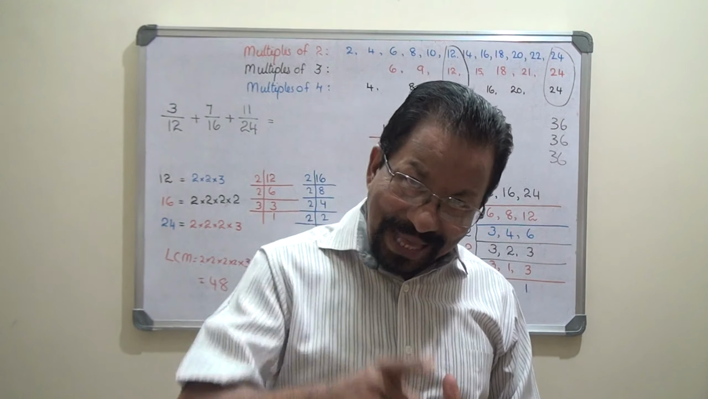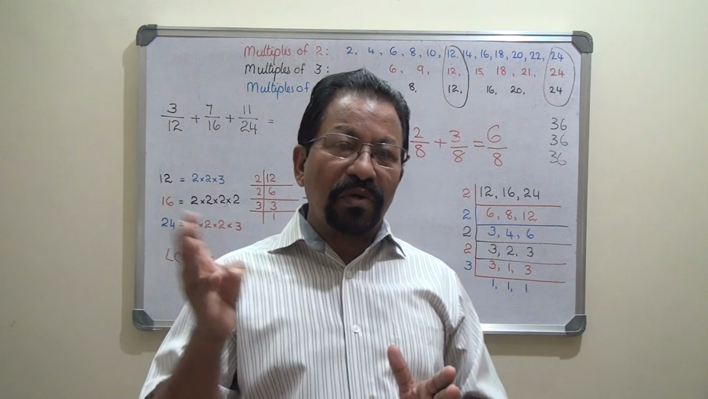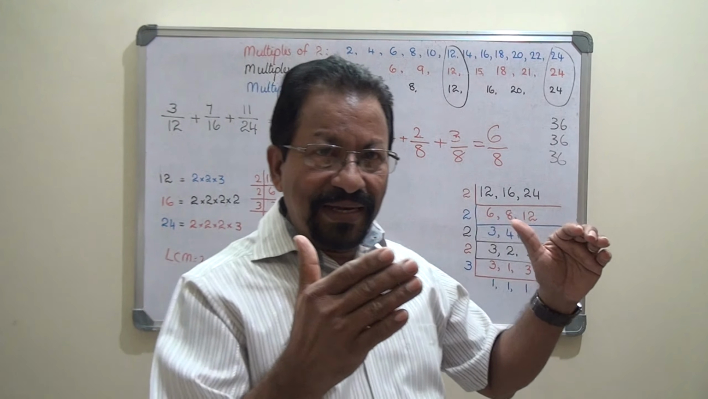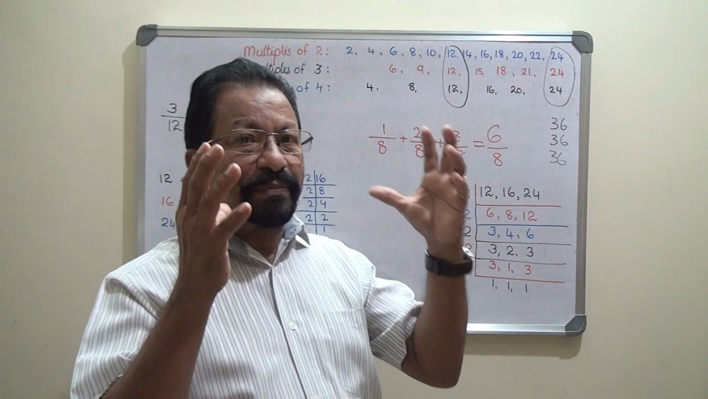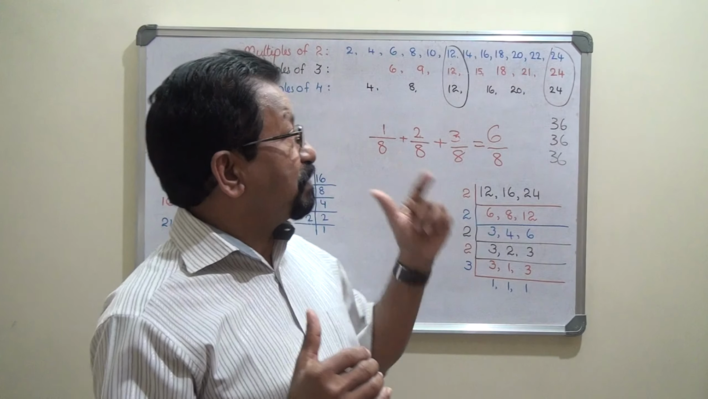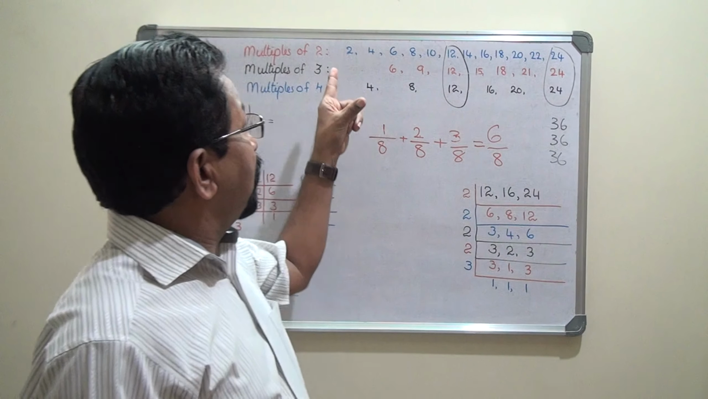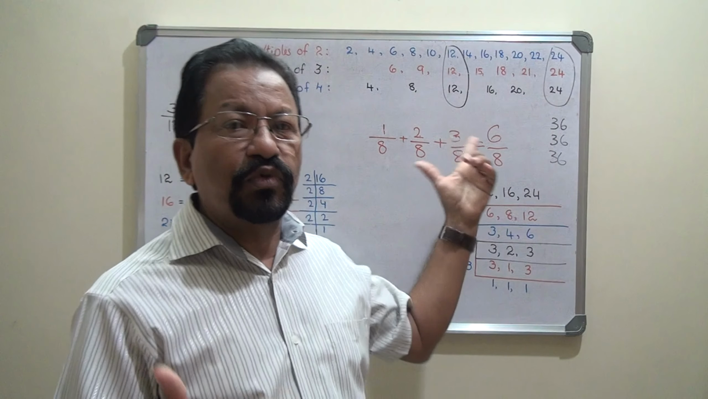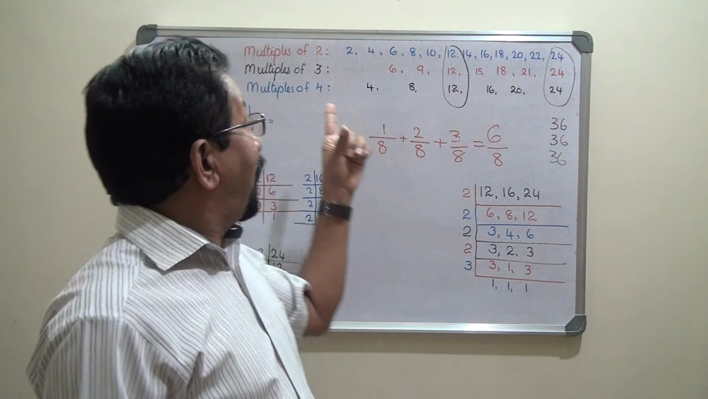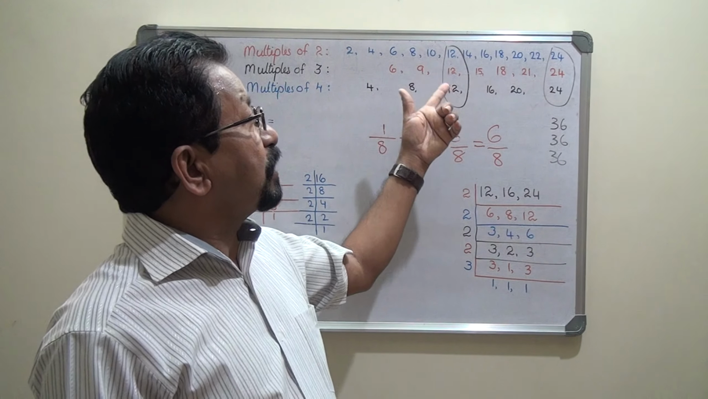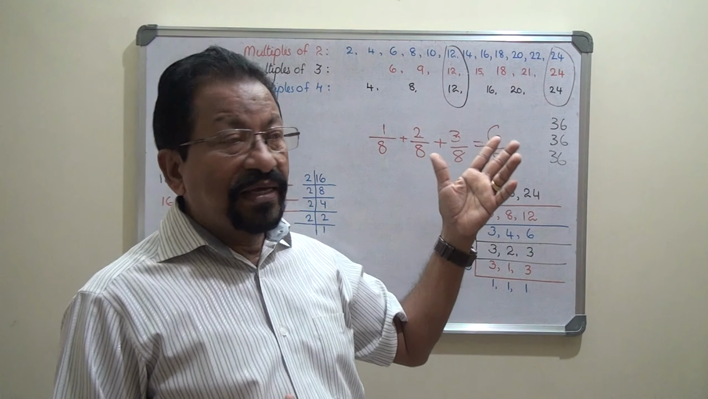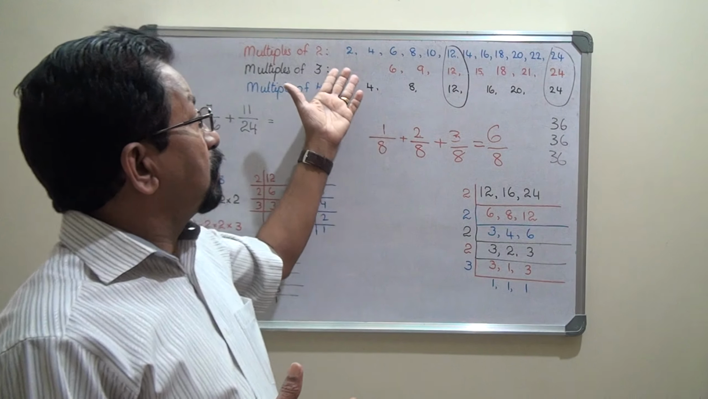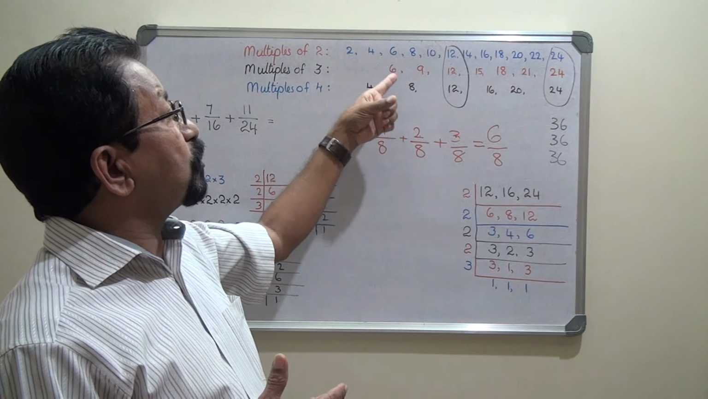If there are 2 or more denominators, to find the LCM, first you have to find the multiples of each denominator. For example, a simple example: what are the multiples of 2? Multiples of 2 mean the table of 2: 2, 4, 6, 8 and so on. And multiples of 3 are 3, 6, 9, 12, 15, 18, etc. From these 2 numbers, if I ask you 6 is a multiple of which number, you cannot say 2 or 3, because it is common to both.